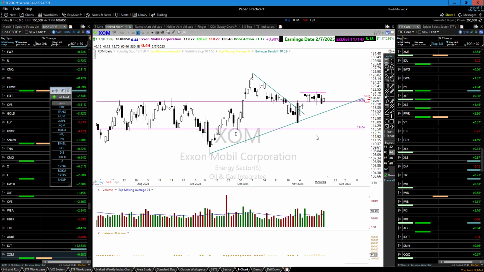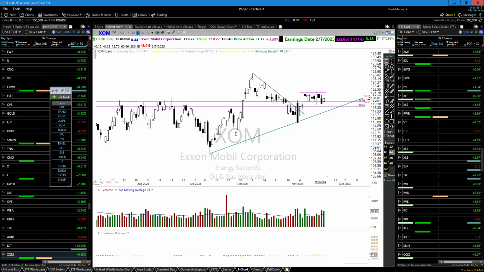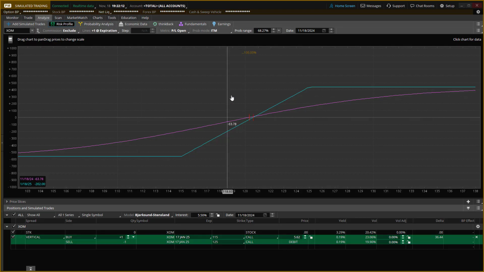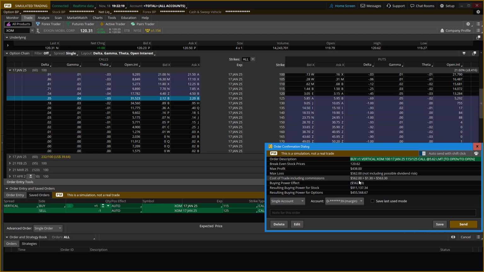Now, if we go back to the chart, would you guys agree if I bought this trade, my stop loss should be down here someplace? That would be a logical place for my stop loss. So let's call my stop loss 118.50. Okay. So if I look at this trade, my max risk, it says, is over $500, right? $562 for my max risk.